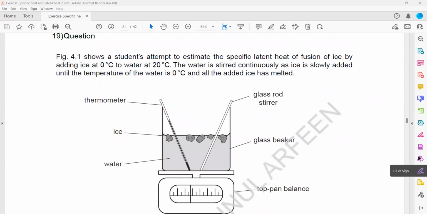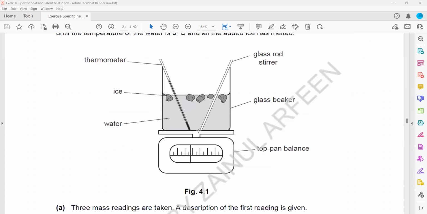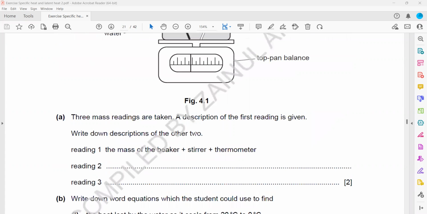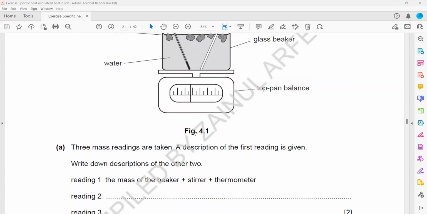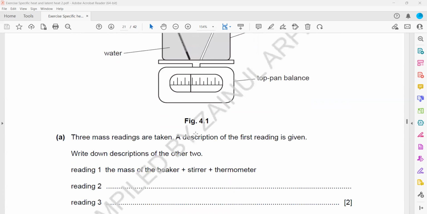In question 19, figure 4.1 shows a student's attempt to estimate the specific latent heat of fusion of ice. So what will happen? The ice will absorb energy from the water. The water temperature decreases and the ice will start to melt. Three mass readings are taken. Write down the description of the other 2.